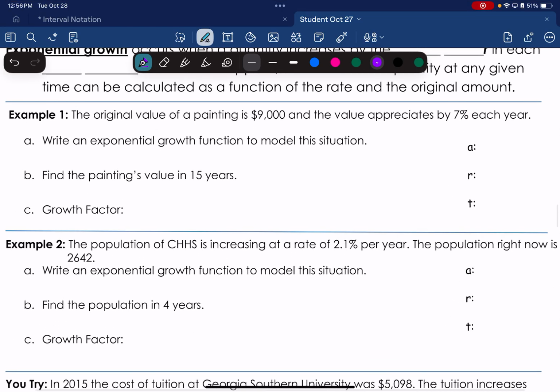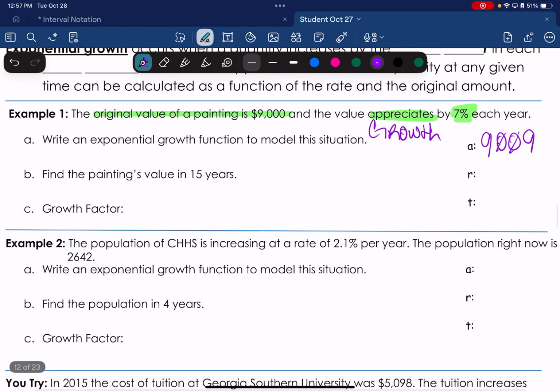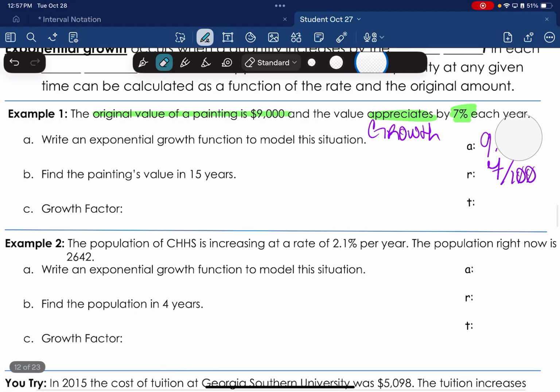So my example: the original value of a painting is $9,000. Because that's the original value, that is my A, 9,000. The value appreciates. The word appreciates represents growth. By 7%. When you have a percent, that is your rate. So 7 over 100. Y'all, I don't know why for A I wrote 9,009, but it's 9,000.